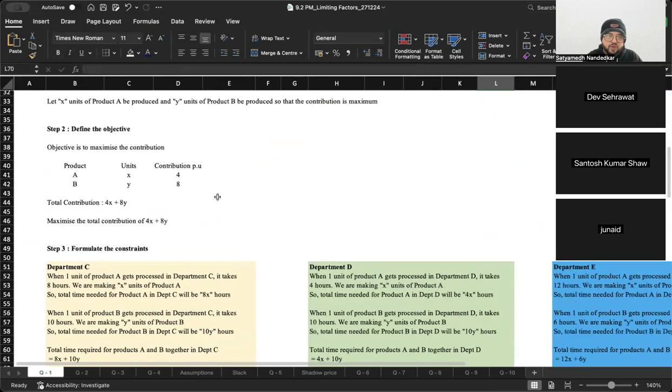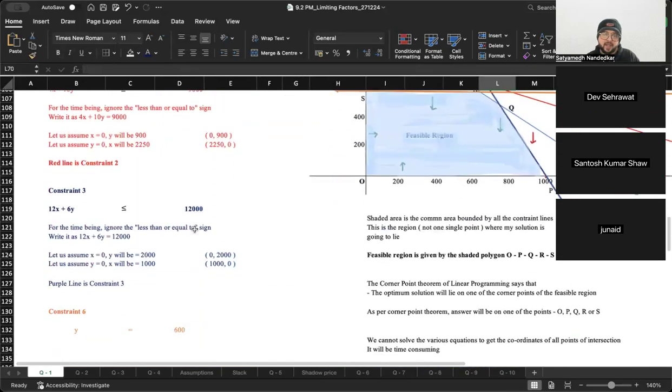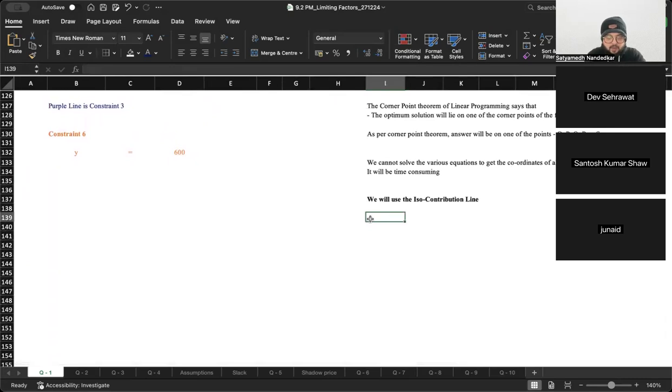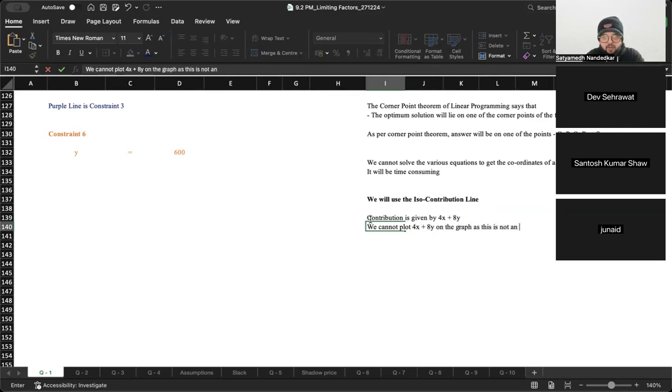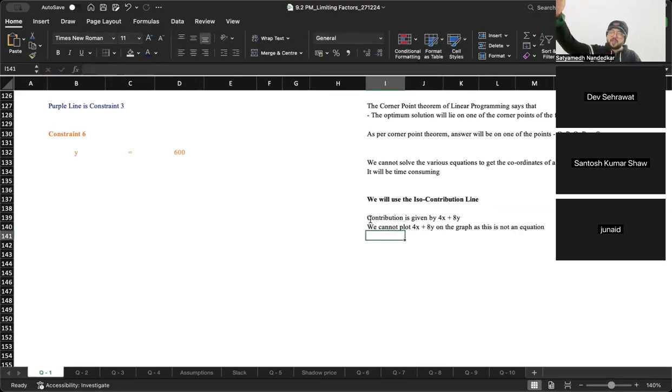Please understand. What was my contribution? 4x plus 8y. ठीक है, I had to maximize that. Contribution is given by 4x plus 8y. Now, we cannot plot 4x plus 8y on the graph, as this is not an equation. It has to be 4x plus 8y equal to something for me to plot this on the graph.